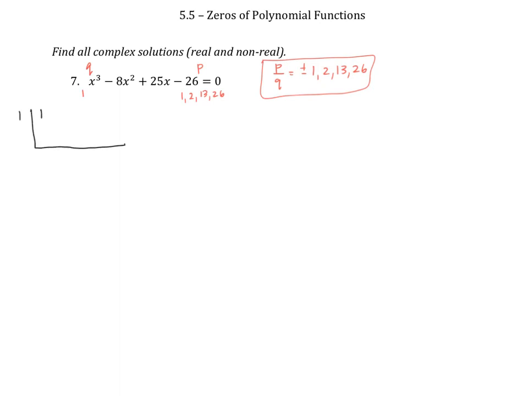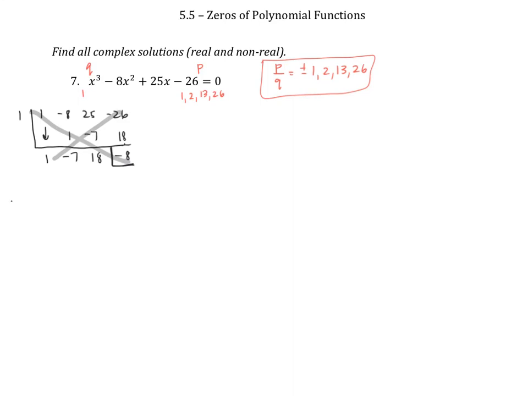So I have 1, -8, 25, -26. Bring down the 1, multiply and get 1, add and get -7. Multiply and get -7, add and get 18, multiply and get 18, add and get -8. That remainder is not 0, which means that is not a factor. It's not a 0 of the polynomial. So we're going to go to the next one.